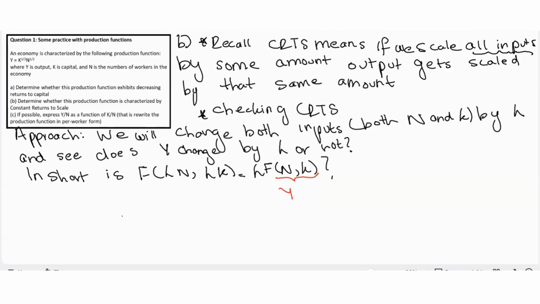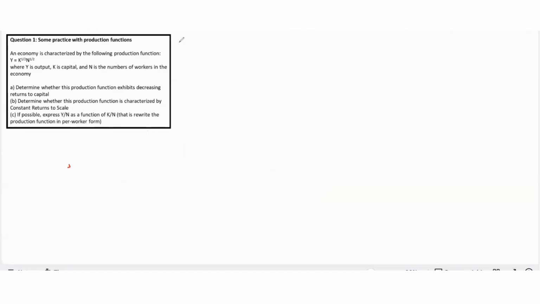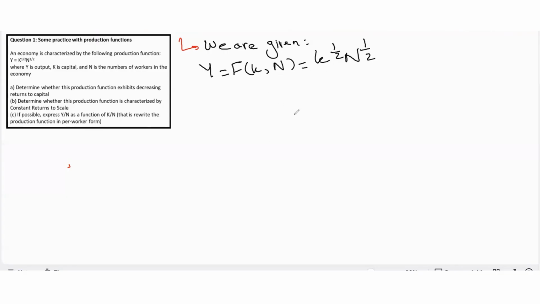So let's check it for this particular production function. To begin with, we're given Y equals F(K, N) equals K to the power 1 by 2 times N to the power 1 by 2. This is the production function. Now let's scale both inputs by some multiple lambda.